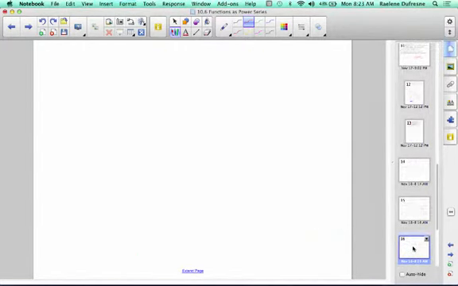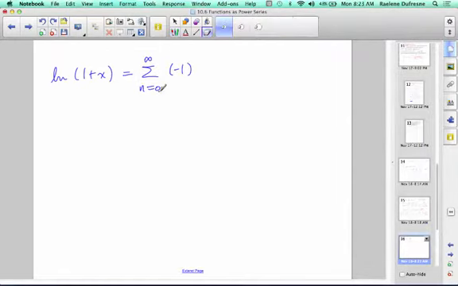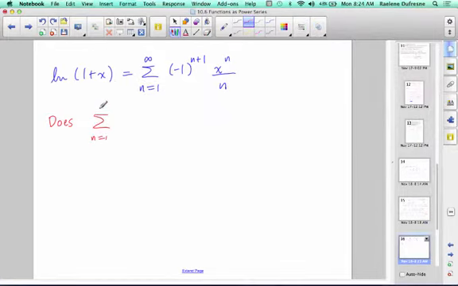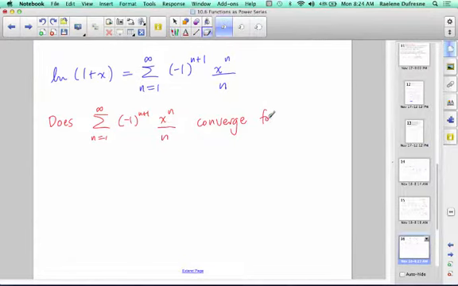So let's go ahead and write down our power series for the ln of 1 plus x, which we said is the sum from n equals 1 to infinity of negative 1 to the n plus 1 times x to the n over n. And so if we substitute x equal to 1, does this series converge? So we need to ask that question. Does the series converge when x equals positive 1?